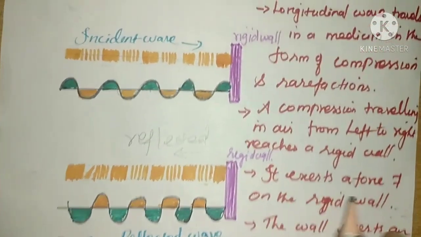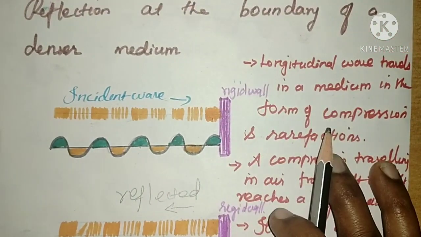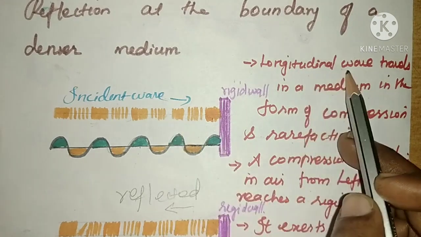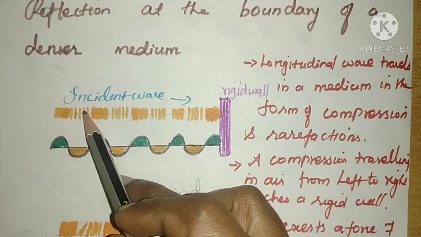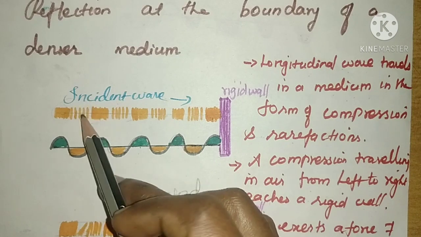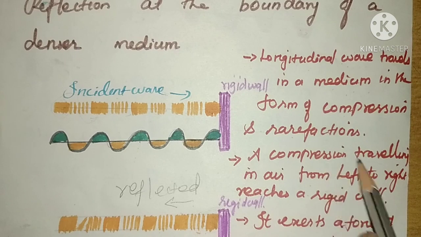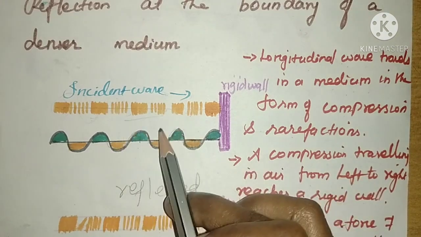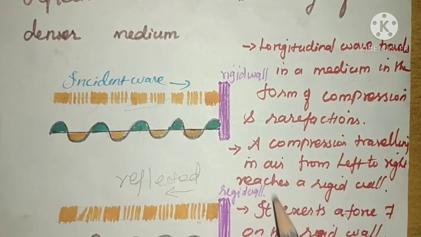These are the points you have to learn under reflection at the boundary of the denser medium. First point, what do we have to write? Longitudinal wave travels in the medium in the form of what? Compression and rarefaction. See, the more pressure region is compression. The less pressure region is what? Rarefaction. Already you know. The second one: the compression travels in air from left to right, in this direction, and reaches the rigid wall.